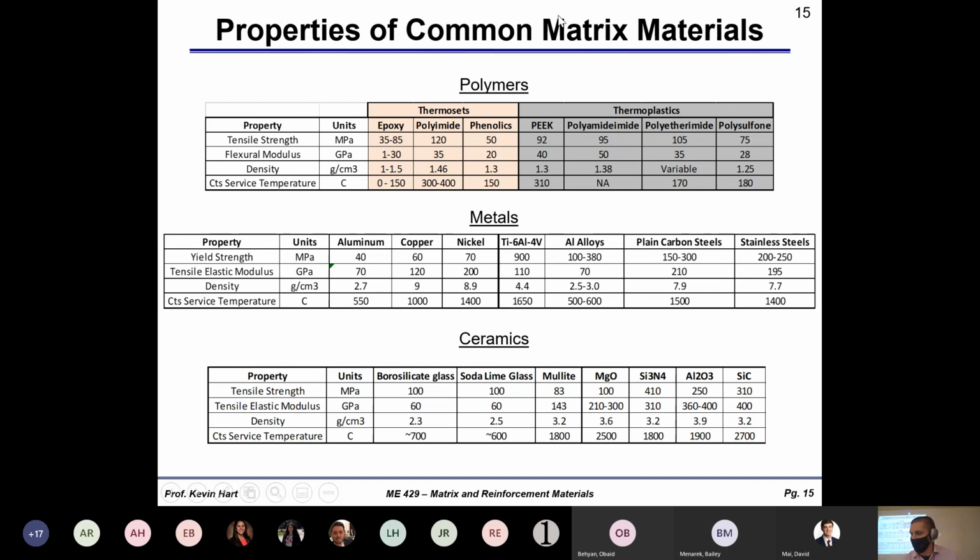All right, generally the stiffnesses are going to be lower. Here we're showing flexural modulus on the 1 to 30 GPa, where metals, their tensile modulus tends to be anywhere from 70 to 200 GPa. 200 for steel, 70 for aluminum. Where you see the big differences is the densities. The density of epoxy, polyimide, phenolics, these thermosets, is in the 1 to 2 grams per cubic centimeter. Metals much higher. So copper, nickel, maybe 4 times that, 5 times that of these thermosets. So you're seeing the trade-off in densities and in weights when you're talking about going from metals to polymers.